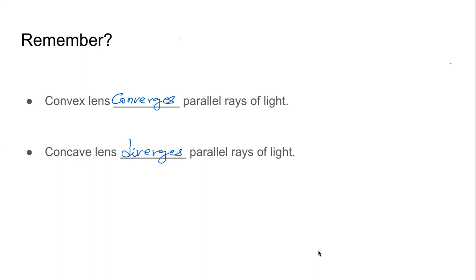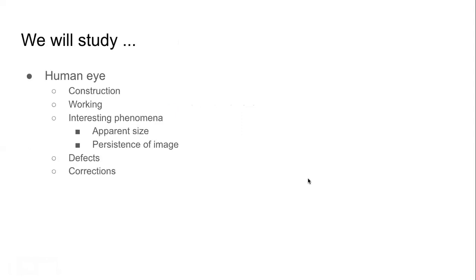Clearing the screen. This is what we are going to study today. We will study about the human eye. We will study the different parts of the human eye, that is the construction and working. How are we able to see? How is our eye able to make us see? We will look at a couple of interesting phenomena. We will call them the apparent size phenomenon and the persistence of image.